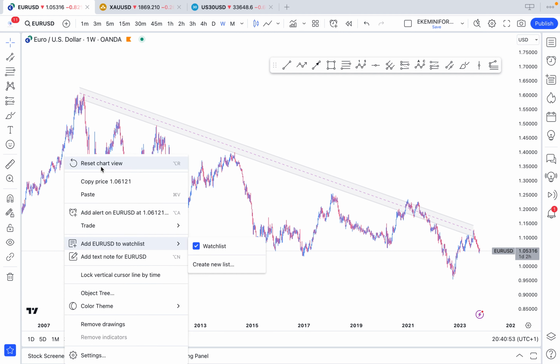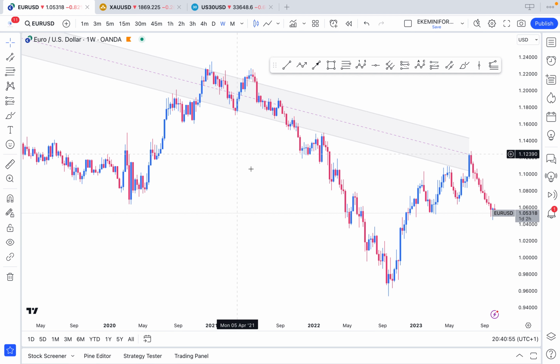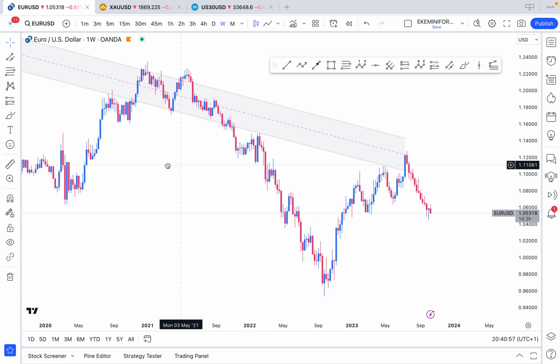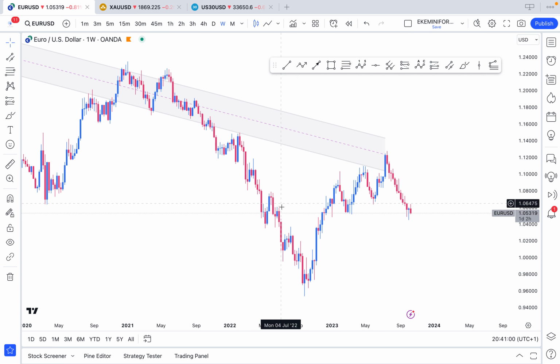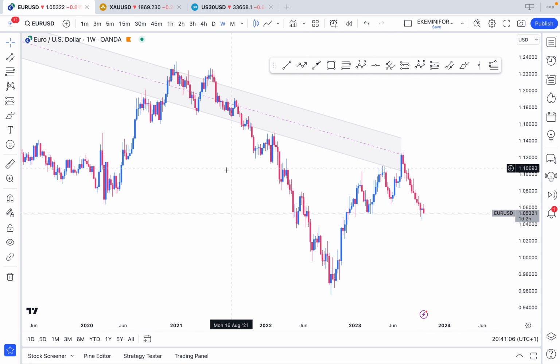So what you need to do is to look at the current move. Forget about these ones. This one is gone. Look at this one. These are the active ones. This is, for instance, a breakout.